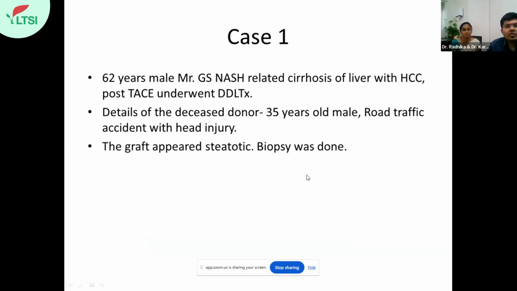So the first case is a 62-year-old male with NASH-related cirrhosis of the liver with hepatocellular carcinoma, post-ACE, who is undergoing a DDLT. For organ retrieval, the deceased donor was a 35-year-old male who had a road traffic accident with a head injury. The retrieval surgeon noticed that the graft appeared steatotic and hence a biopsy was done. The biopsy details will be told by Dr. Mukul.